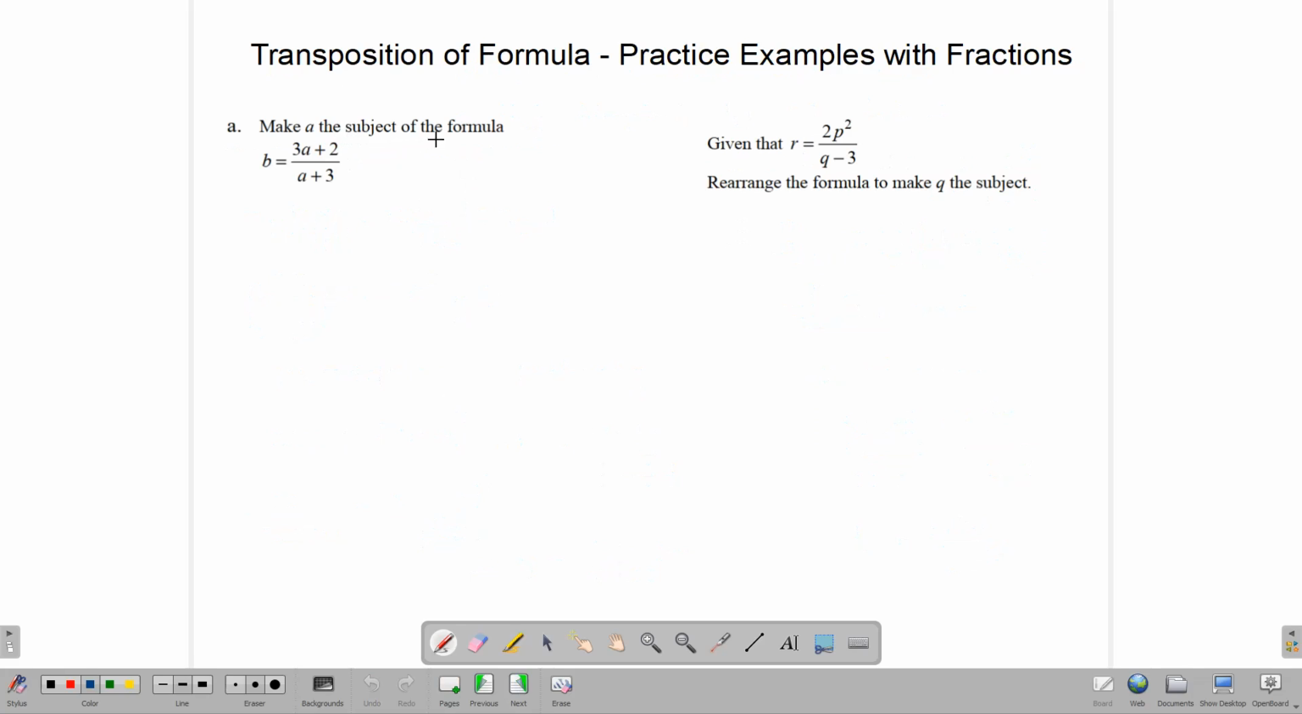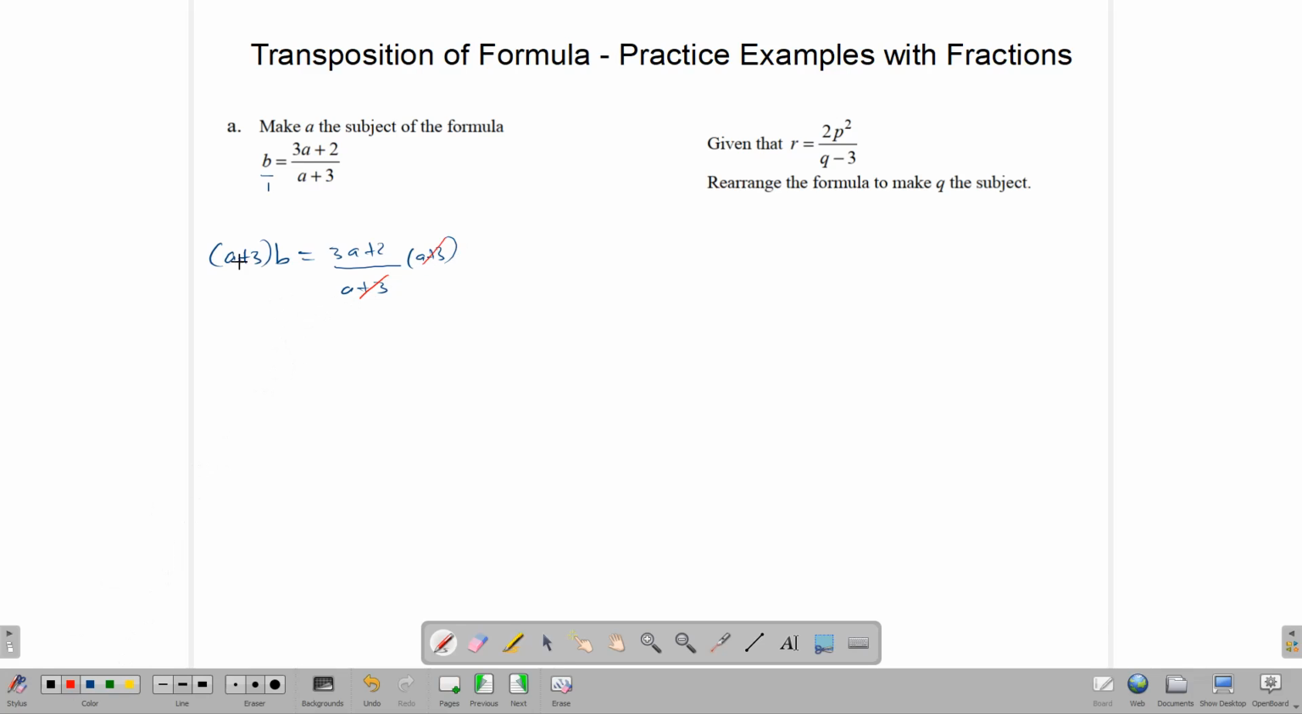Make A the subject of this formula. All right. What is our LCM? We can put this b over 1 and our LCM becomes a plus 3. So we multiply both sides by a plus 3. So bracket a plus 3 times b, you could say that you cross multiply it, is equal to 3a plus 2 over a plus 3 times a plus 3, since we're multiplying both sides. This a plus 3 and that a plus 3 cancel each other out.